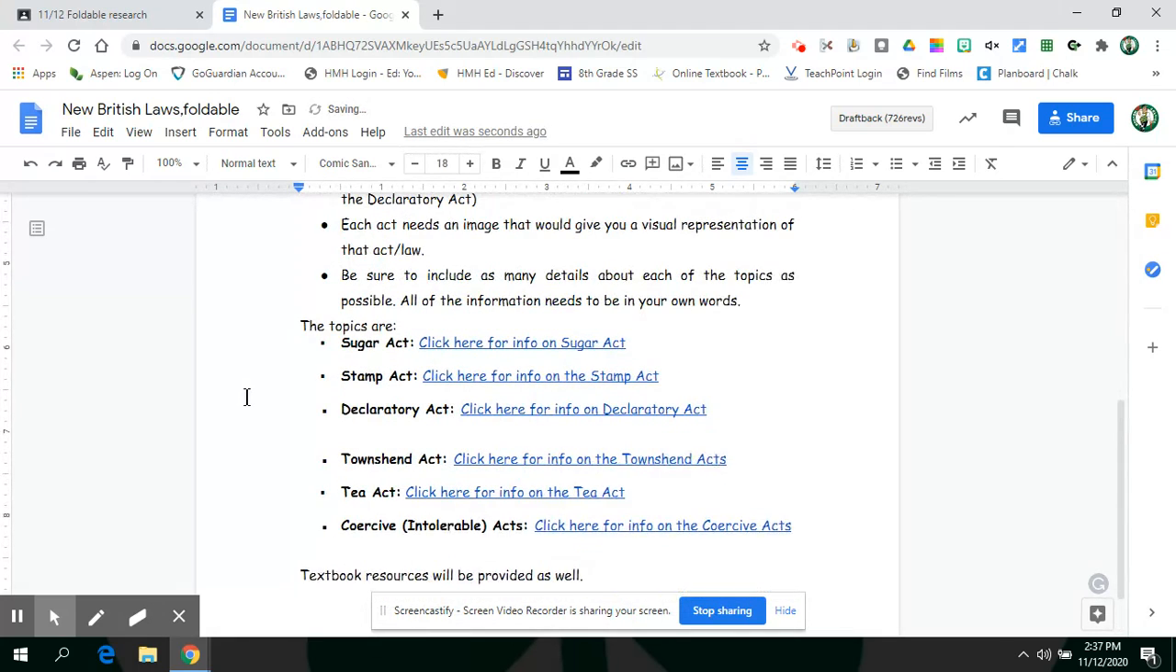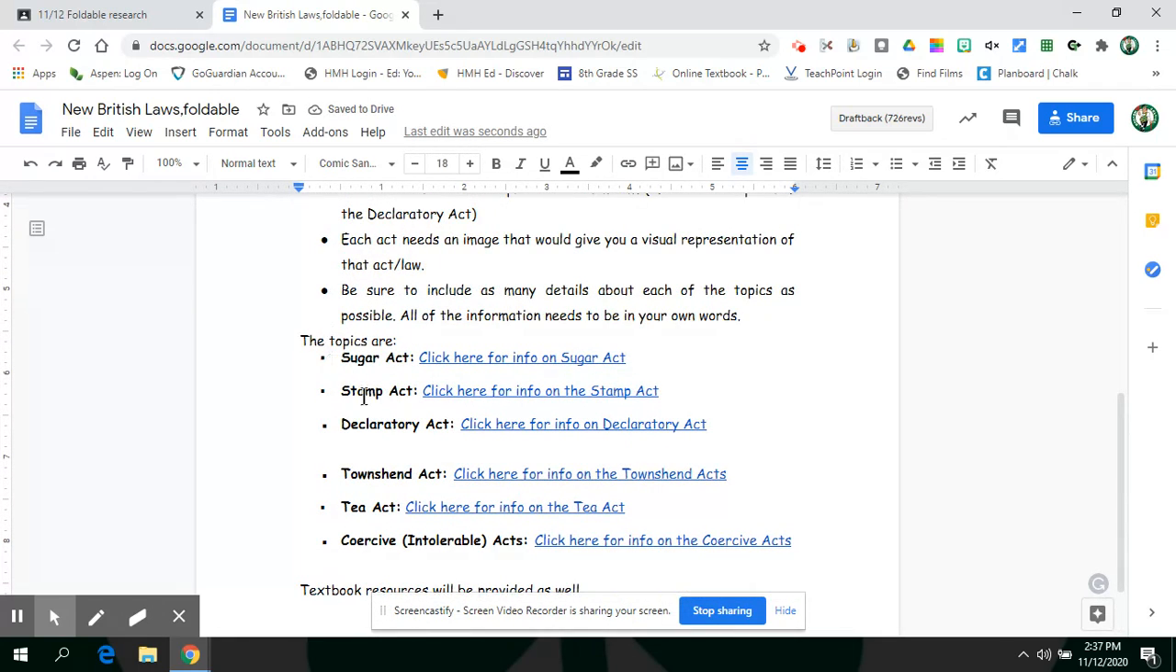So here are your 6 topics. You have the Sugar Act, the Stamp Act, the Declaratory Act, the Townshend Act, the Tea Act, and the Coercive Act, also known as the Intolerable Act.